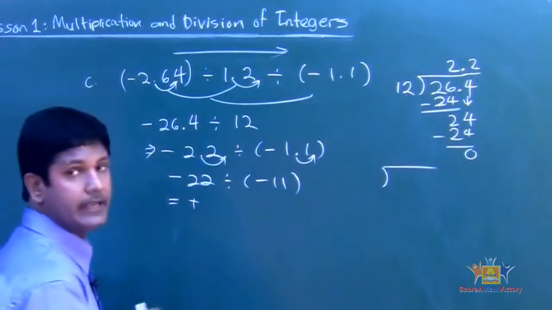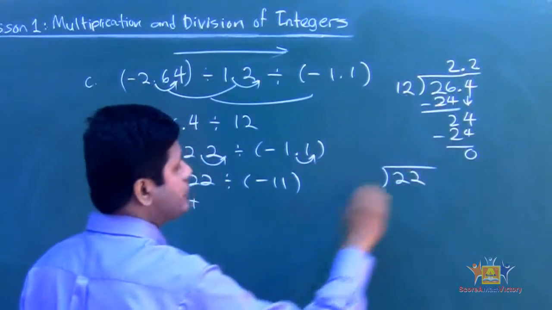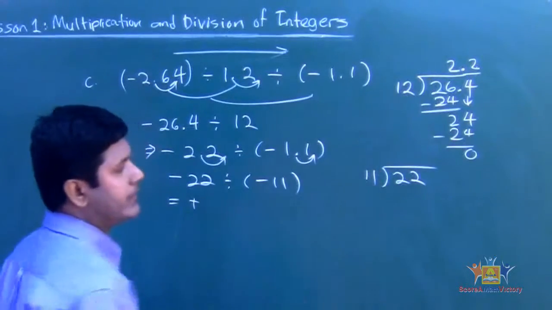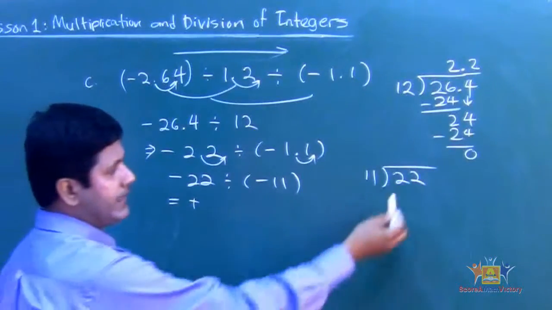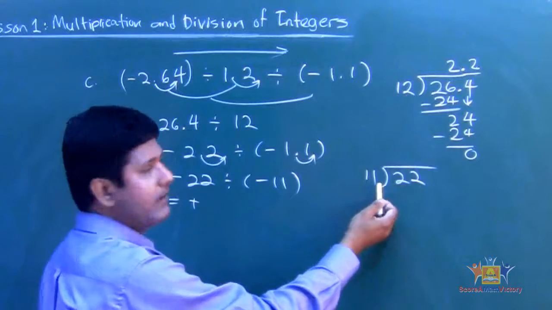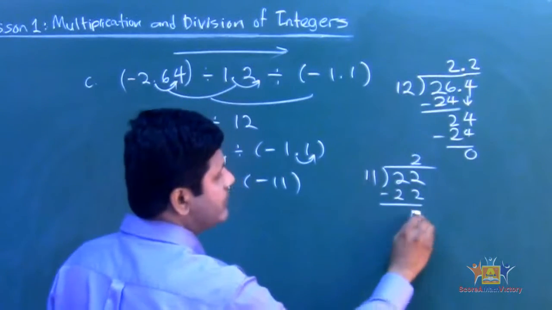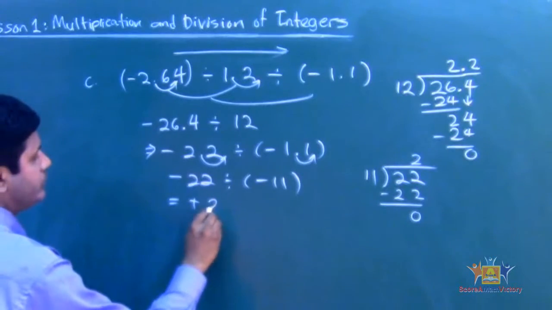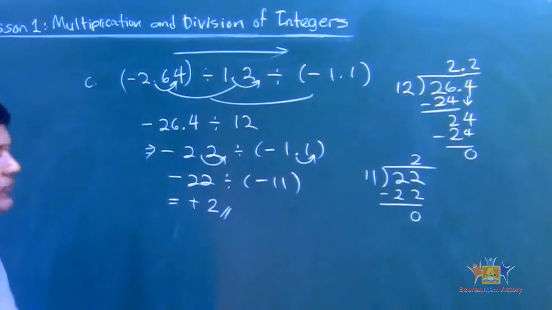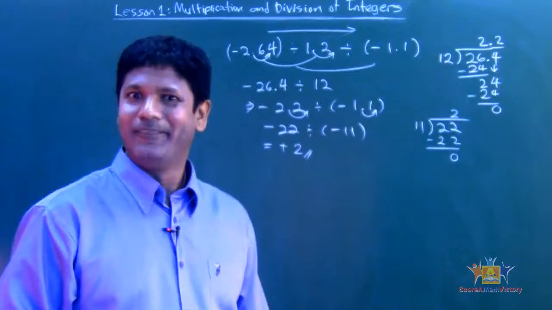22 is kind of into Mr. Mac, I'm going to put inside the cage. 11 is kind of out, I'll put outside the cage. In 2, I cannot, so I go to the next digit. 22, that's how many 11? 2, because 2 times 11 is 22, minus gives me 0. That means the answer is 2 right there. That's your final answer. Pretty easy.